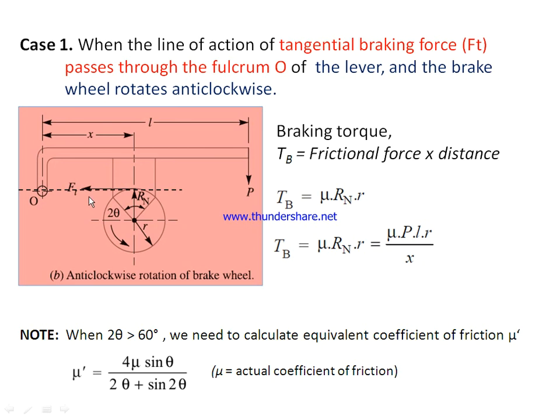Now similarly, when the line of action of Ft is passing through this point, but the wheel is rotating in the counterclockwise direction, the magnitude of the braking torque is the same as the previous one. So whether it is rotating in the counterclockwise or clockwise direction, when the tangential force Ft passes through this fulcrum point, the magnitude of the braking torque in both cases is the same. Another important point to be noted is when 2 theta is greater than 60 degrees, we need to calculate the equivalent coefficient of friction denoted by mu dash, and it is given by this equation. When it is less than 60 degrees, this is not necessary.